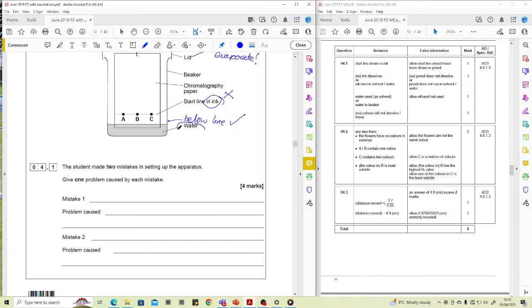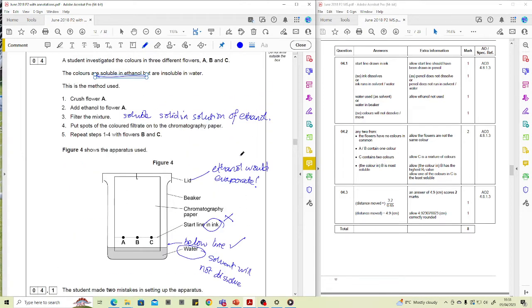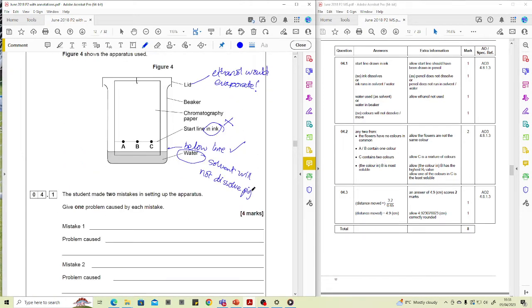Aha. Solvent will not dissolve the pigment. Okay, so mistake 1, water instead of ethanol. So spots will not dissolve, so will not travel up paper.